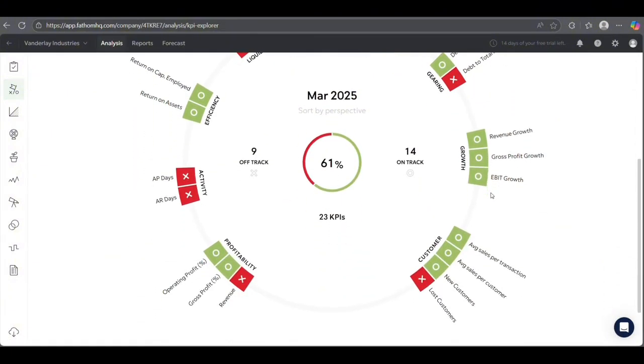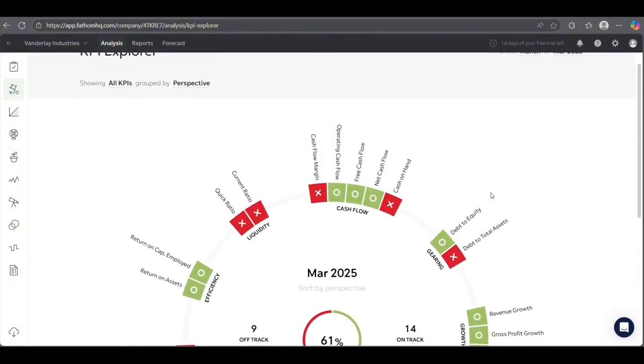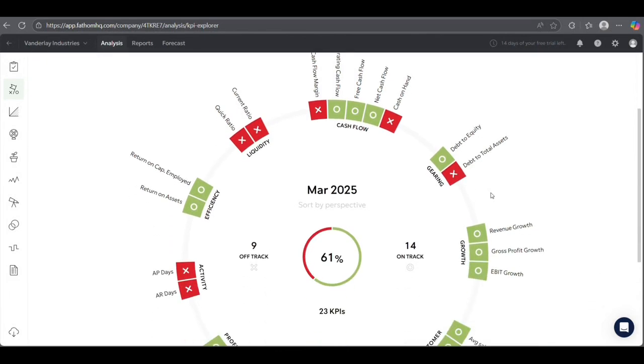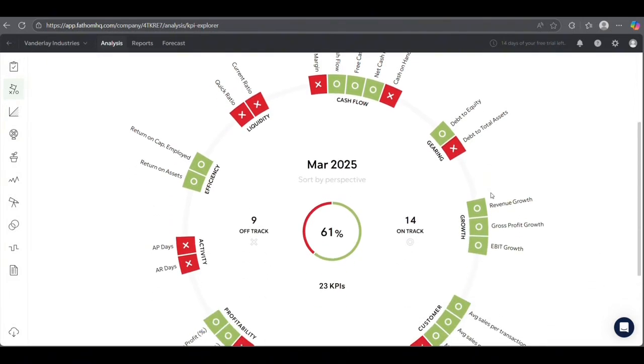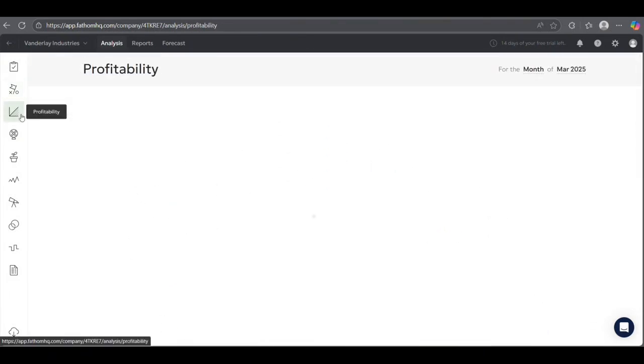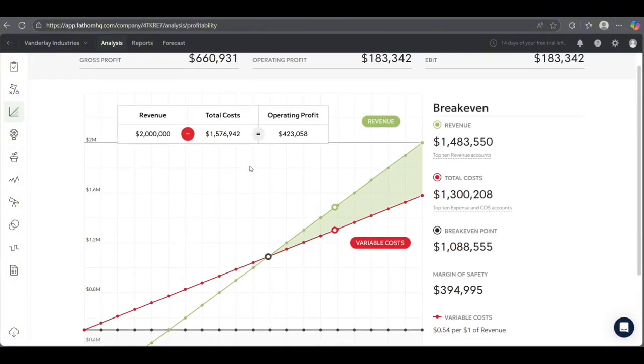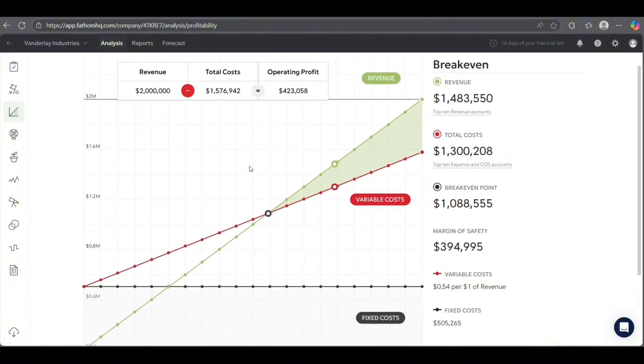So one of the coolest things in Fathom is custom reporting. You can literally create reports for your team, investors, or yourself. So Fathom lets you highlight trends, compare periods, and even benchmark against industry standards. This makes presenting financials way easier.